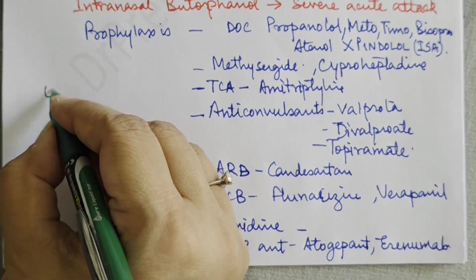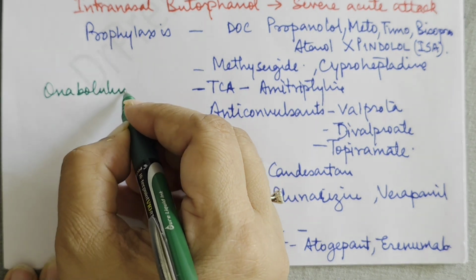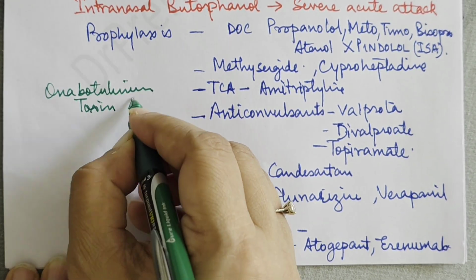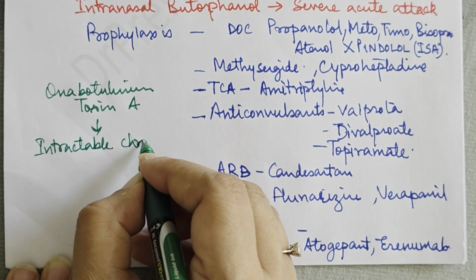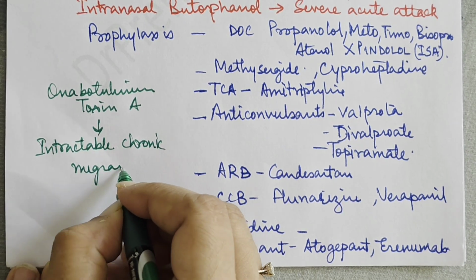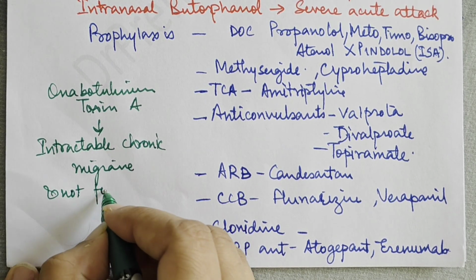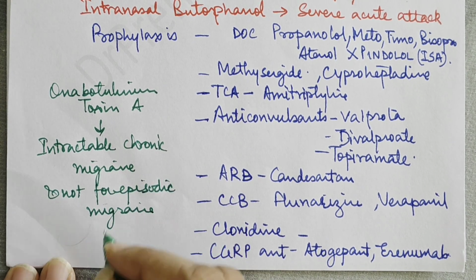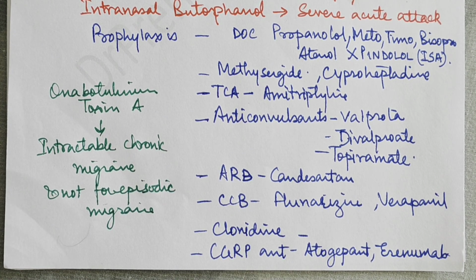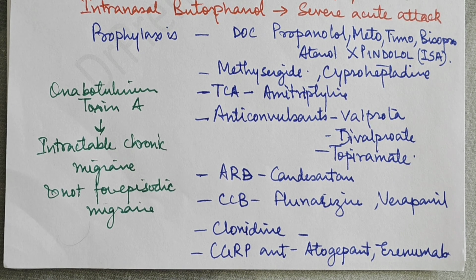And then last is there is onabotulinum toxin A, which is given in intractable chronic migraine. Okay, it is not for episodic, so you have to remember this, not for episodic migraine. It is given for intractable chronic migraine when nothing else is effective. So with this we finish the histamine, serotonin and migraine, and tomorrow then we'll do the prostaglandins, leukotrienes, NSAIDs, rheumatoid arthritis, and gout. That will finish our autocoids.